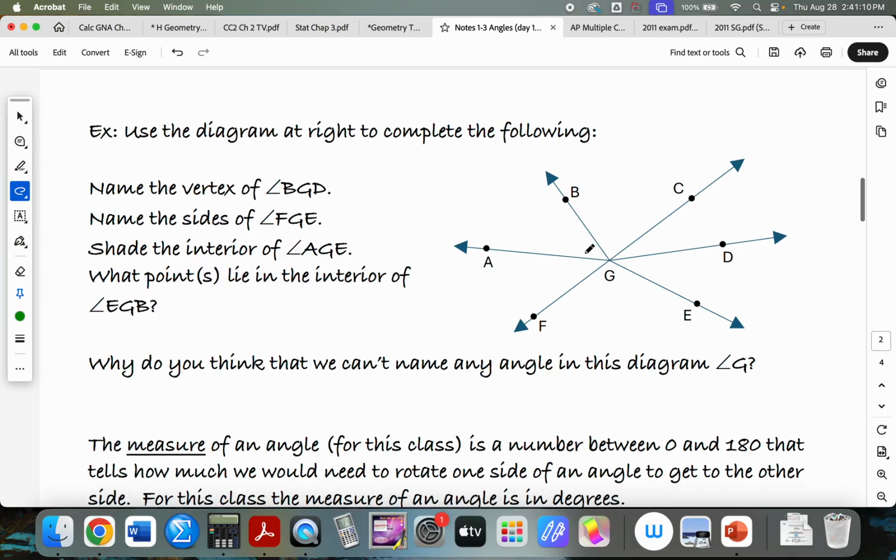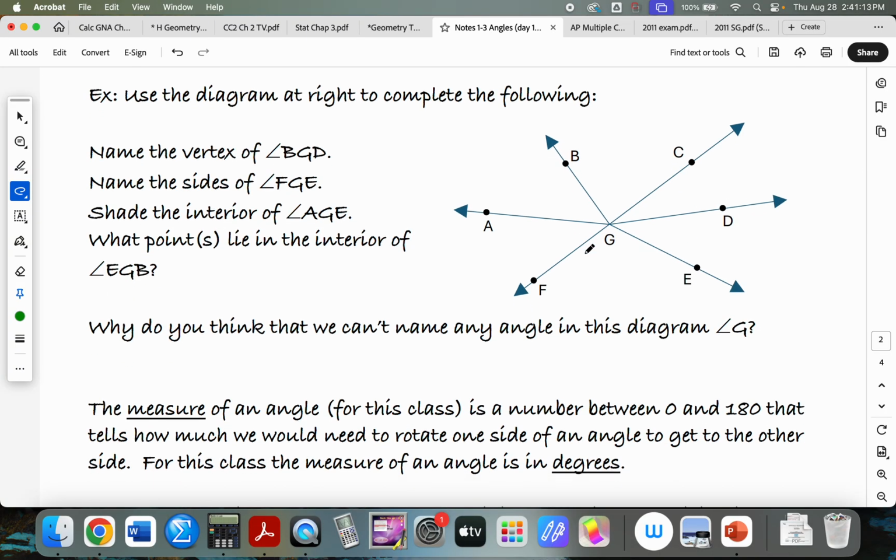All right, page 2. So, let's practice this. I want you to see if you can answer these first two questions and then do what it says in the third one and answer the fourth one. I'll give you a whole minute. I'll probably give you longer than that.